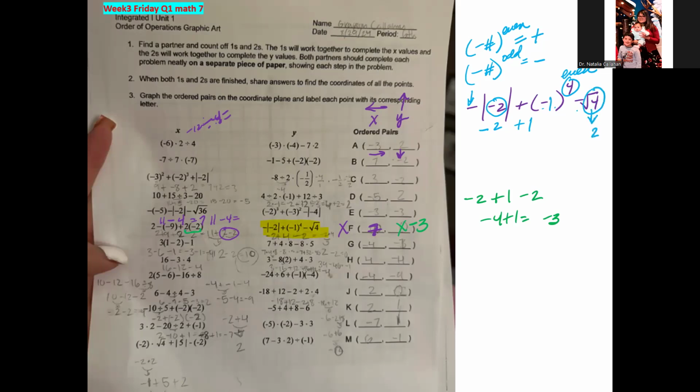Square root of 4 is a 2. This negative makes it a -2. Do you see that? -2 minus 4 is a -4. What's -4 plus 1?